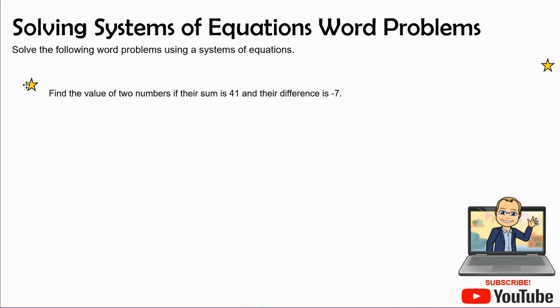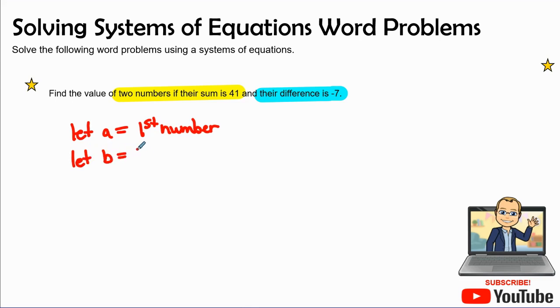This one says, find the value of two numbers if their sum is 41 and the difference is a negative 7. Now we're going to have some negative numbers here. Let's pull out our highlighter to make sure we have two numbers, and their sum is going to equal 41 and their difference is going to equal a negative 7. So let's get to work. Let's name our variables. Let A equal our first number, and let B equal our second number. I wonder if it's going to be a little bit different now that we have a negative number involved. Let's check it out.